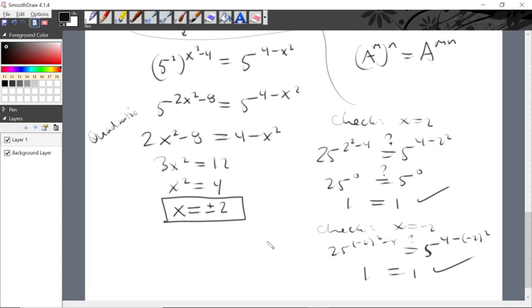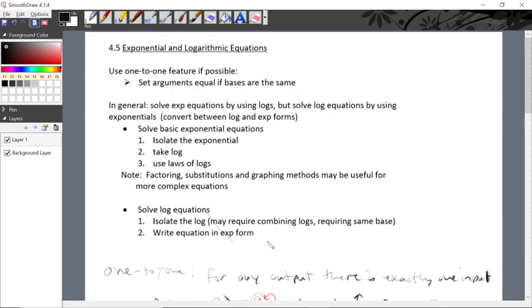Now, that's not the only way to be able to solve this equation. The more general strategy is also going to work here. The more general strategy is to solve an exponential equation, you would use logarithms. Okay? And then, by the way, solving logarithmic equations, in general, you would use exponentials. That is, you can convert between the logarithmic and the exponential forms. Remember the way to convert between those two forms.